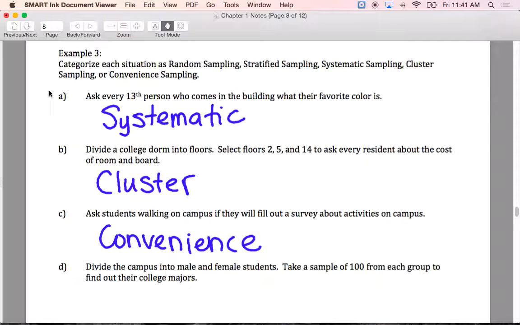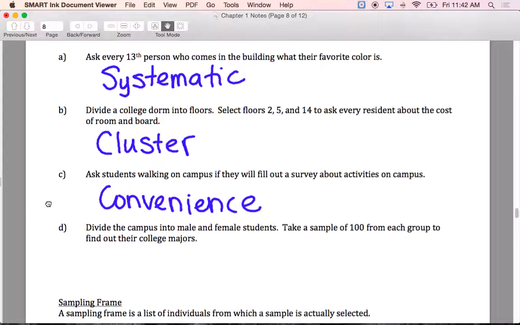And then our last one, we want to divide the campus into male and female students, take a sample of 100 from each group to find out their college majors. So for this one, what we did was we divided it, then took a sample from each group. That's stratified.